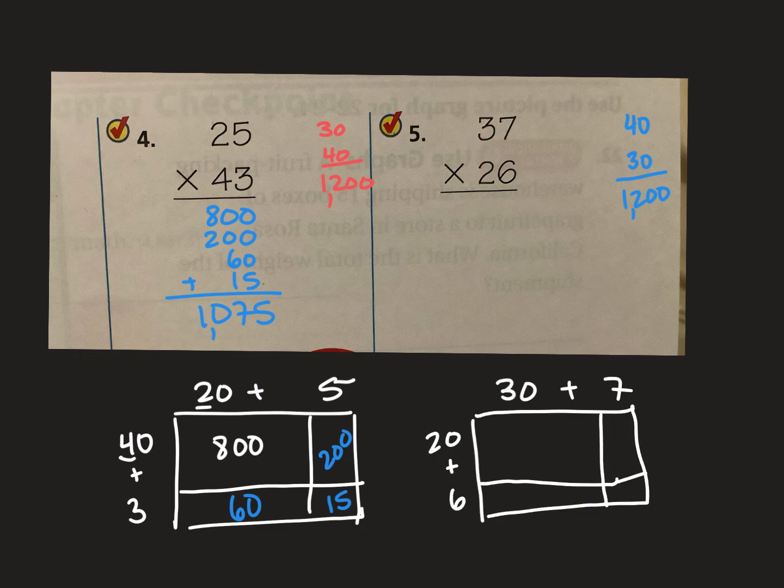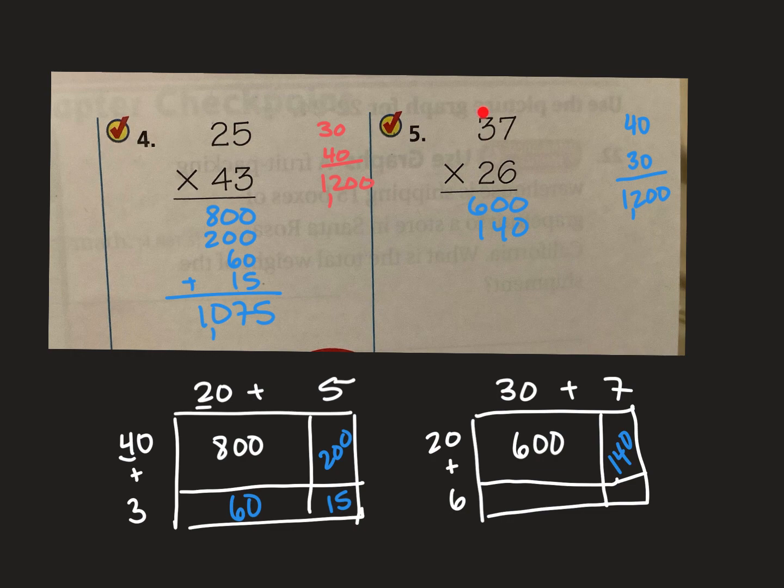30 times 20. 3 times 2 is 6 with 2 zeros on the end. Gives us 600. Then we do the 20 times 7. That's this part here. 20 times 7. 2 times 7 is 14. With 1 zero on the end, that's 140.